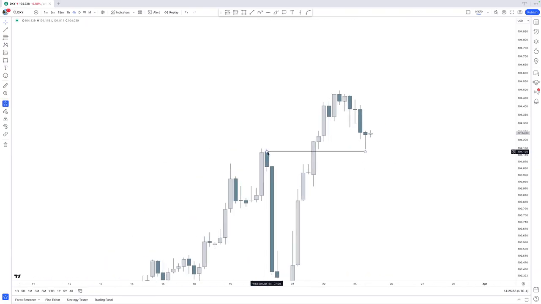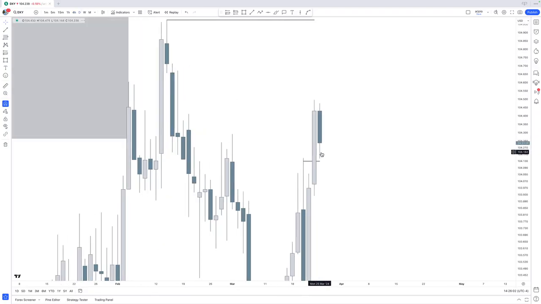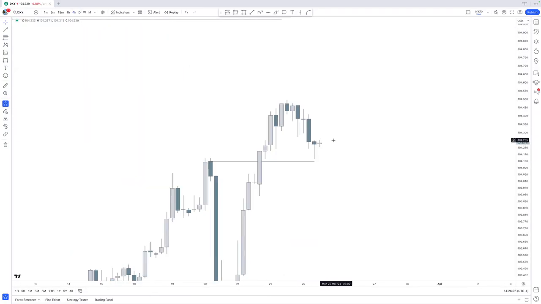So that's why I marked out that fair value area on the 4 hour right there, which lines up perfectly with the daily fair value gap, which we can also continue higher from right there. So that is how you find new context. And that new context is where you now want to look to trade off of.